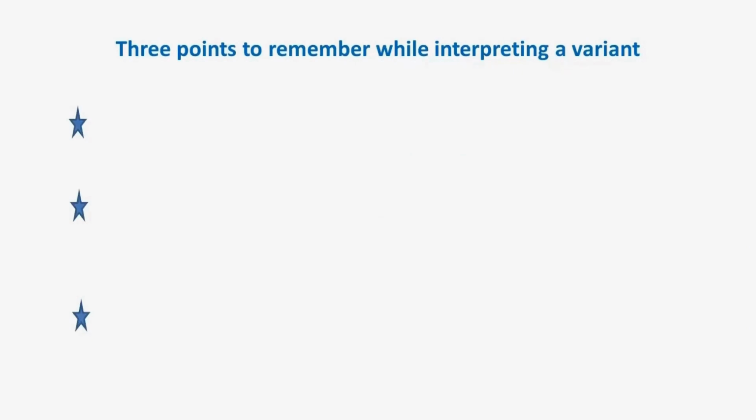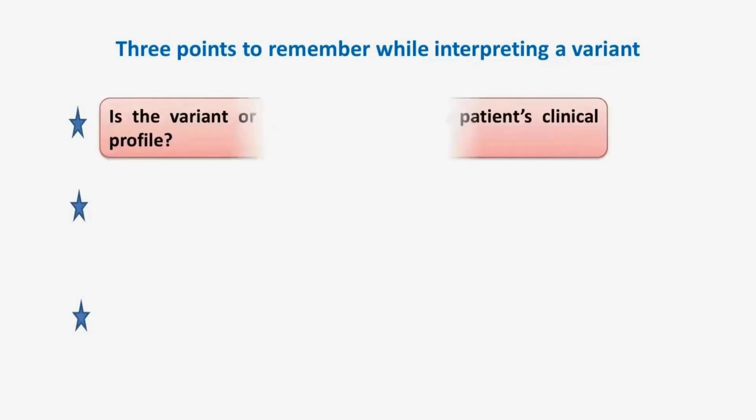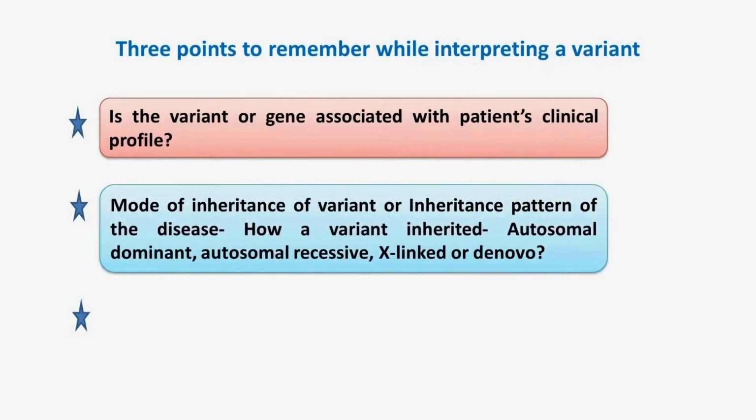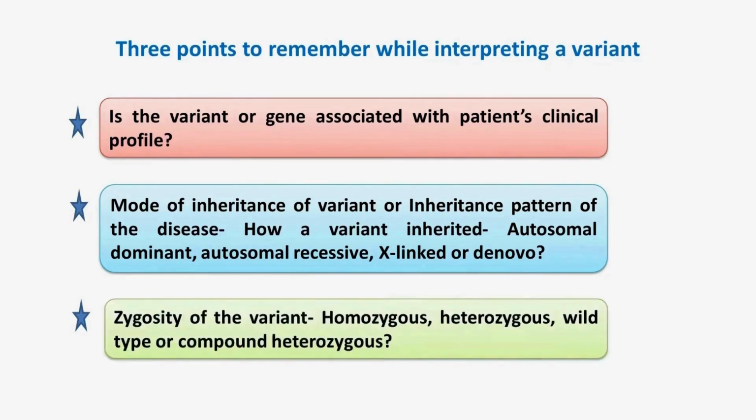So these are the 3 points to remember while interpreting a variant. We should know: is the variant or gene associated with the patient's clinical profile? We should also know the mode of inheritance of that variant. How is this variant inherited? Is it autosomal dominant, autosomal recessive, X-linked or de novo? And last, the zygosity of the variant. Is it homozygous, heterozygous, wild type or compound heterozygous? Then we will be able to interpret that variant.